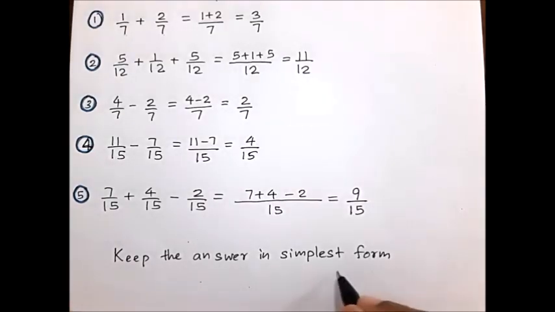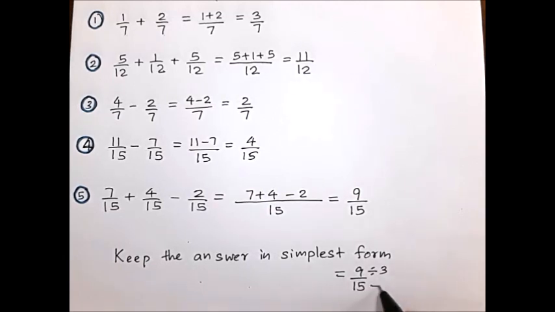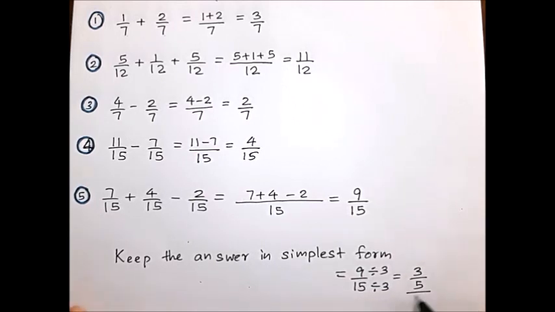Keep the answer in simplest form. 9 divided by 15. Divide both by 3. It is 3 over 5. This is the simplest answer for this question.